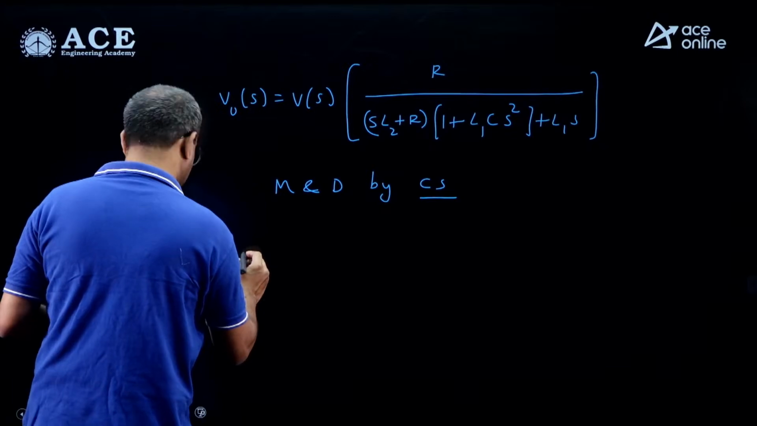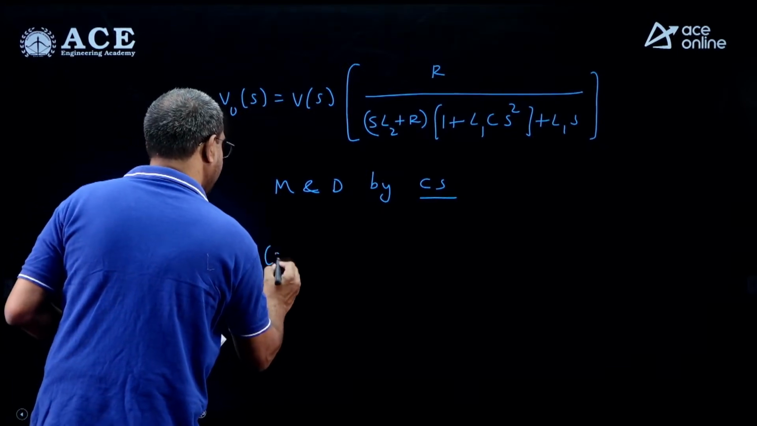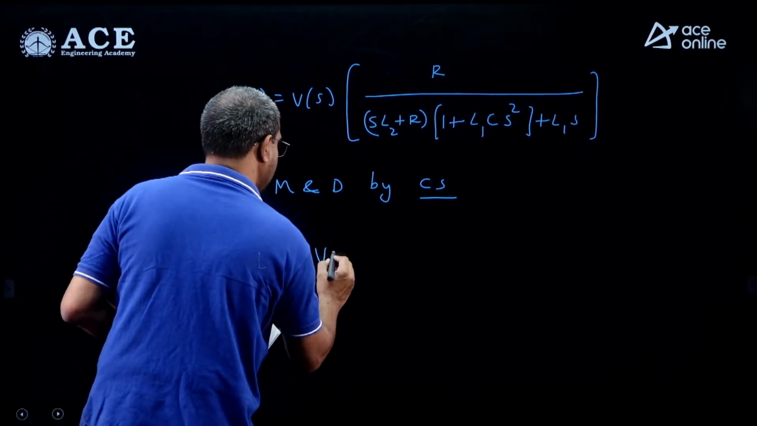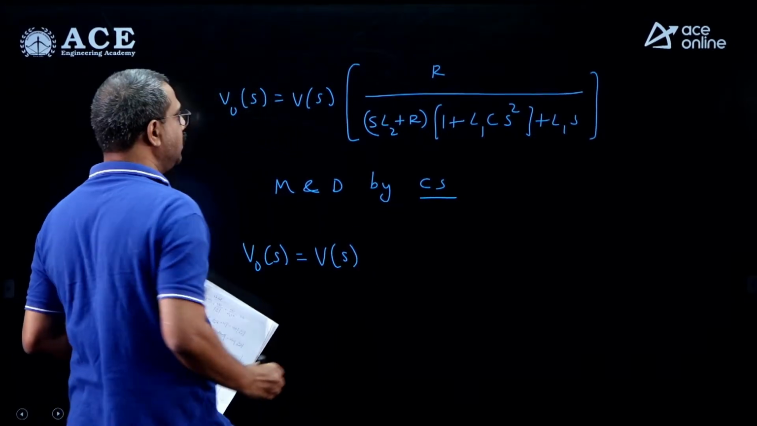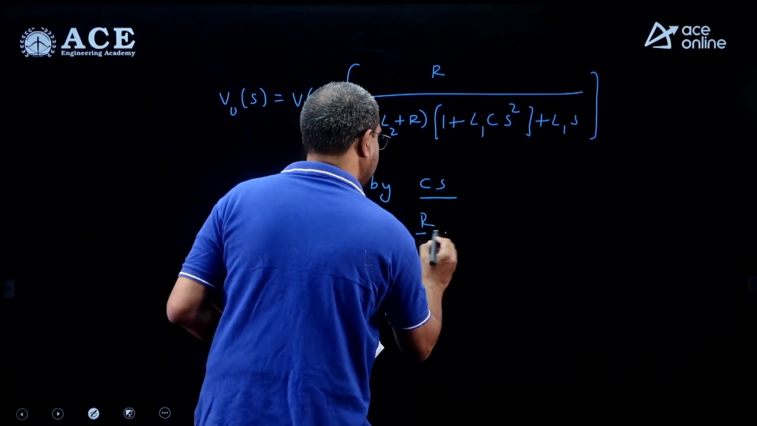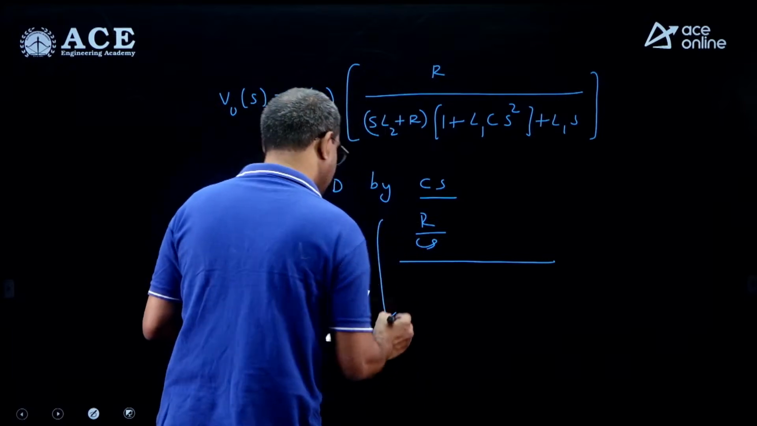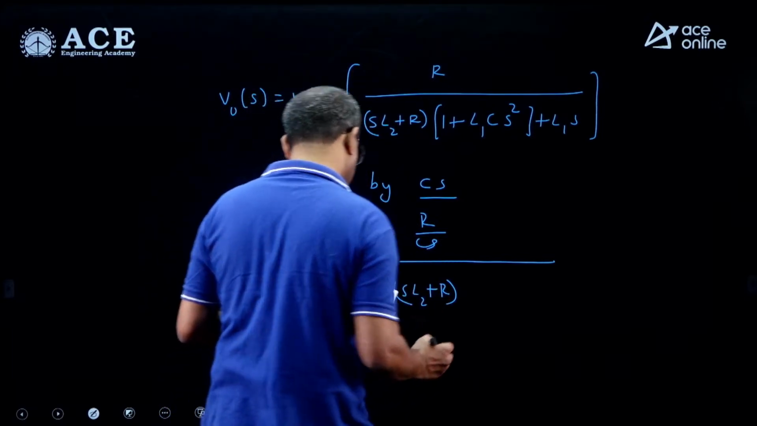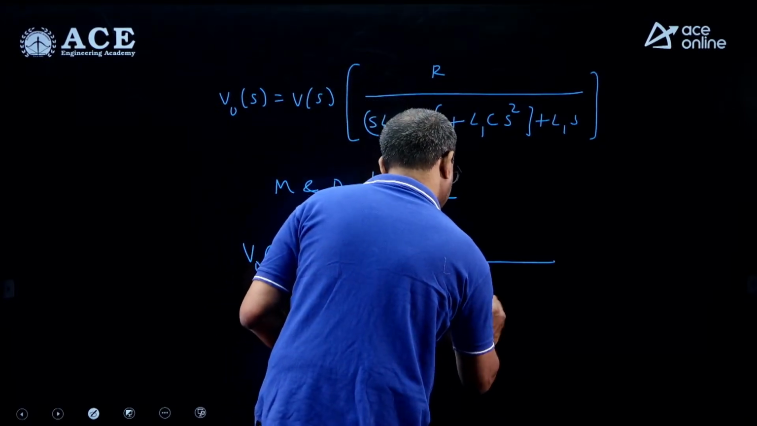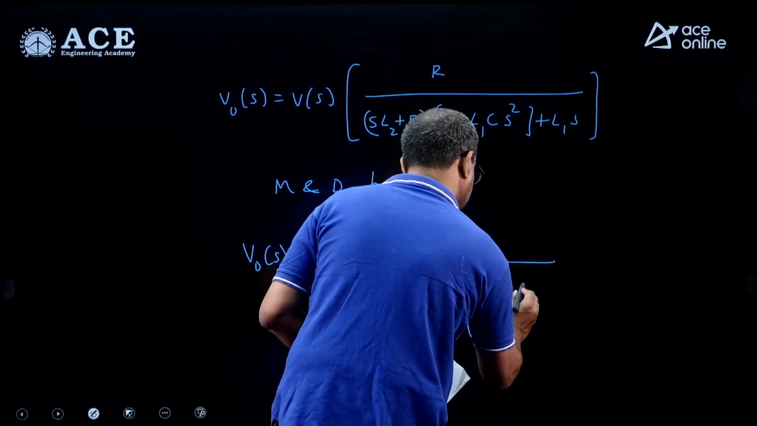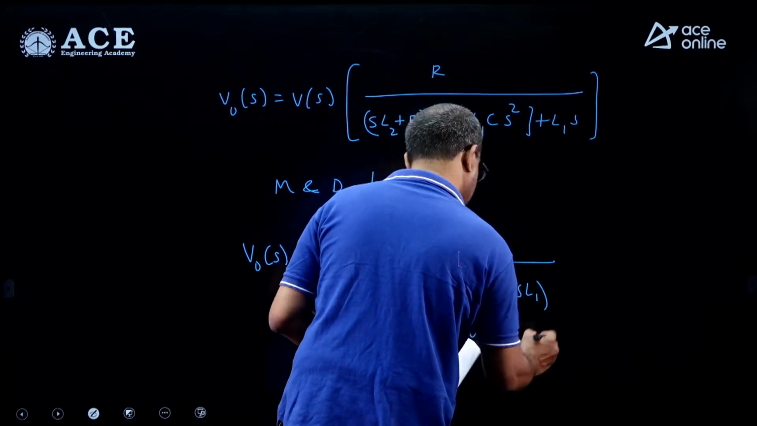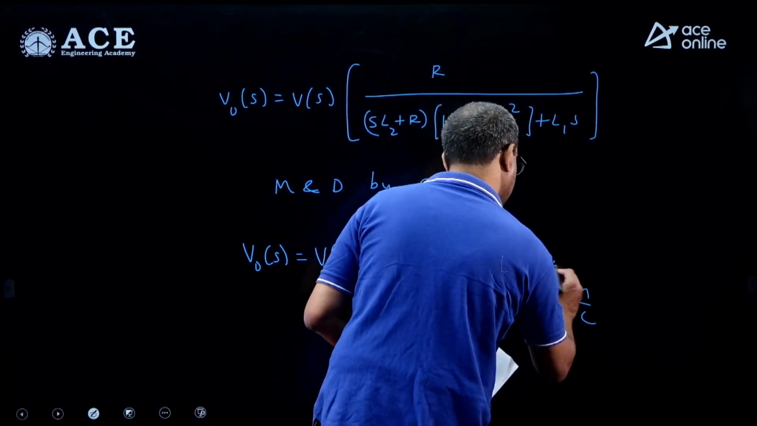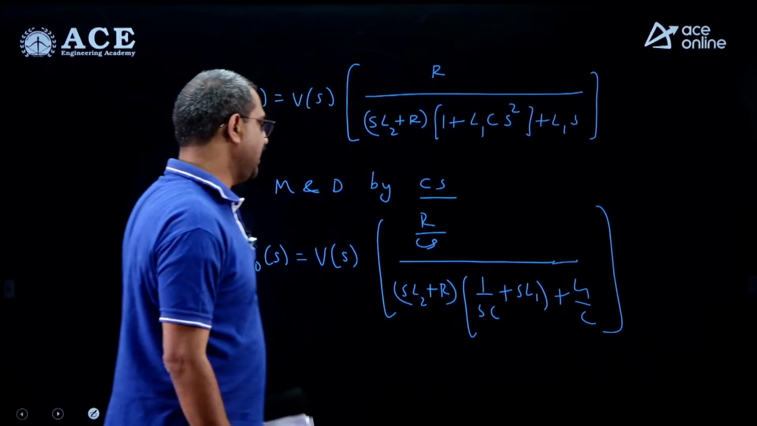If you do that, finally you will get Vo of S. Vs of S into this is R by CS by, if you do that, SL2 plus R, okay, SL2 plus R, this is 1 by SC plus SL1, plus L1 by C. Okay, you will get something like this.